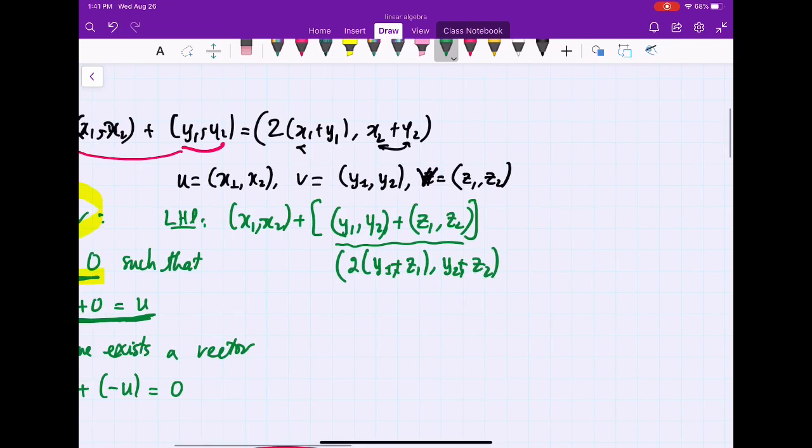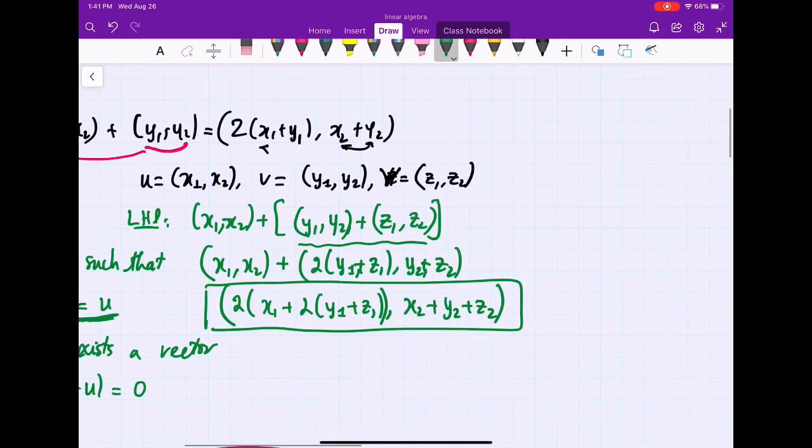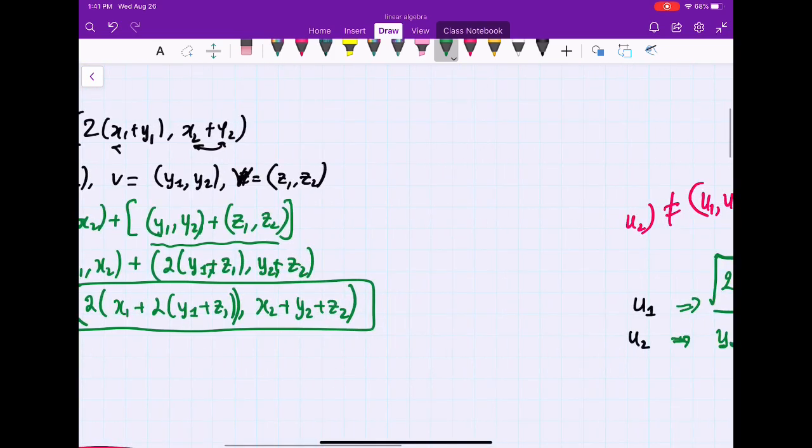Does that make sense? So you add with (x1, x2), and according to the addition, I have to double the first coordinate. That is 2 times (x1 plus 2 y1 plus z1), and here I have x2 plus y2 plus z2. So this is the left hand side part. How about the right hand side? (u plus v) plus w. Look at this.